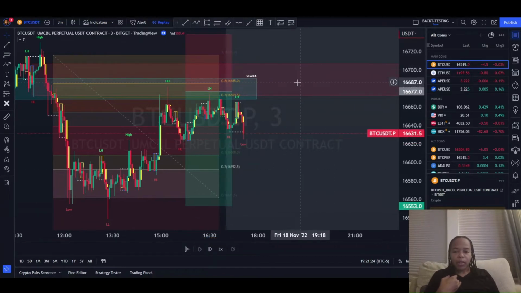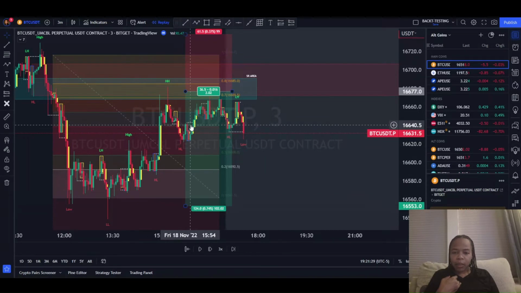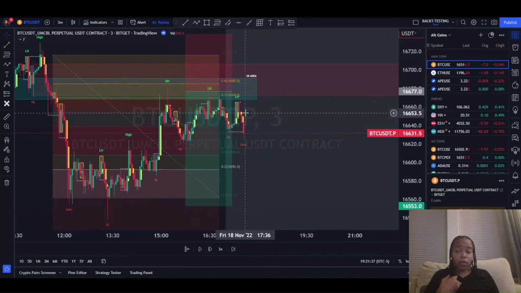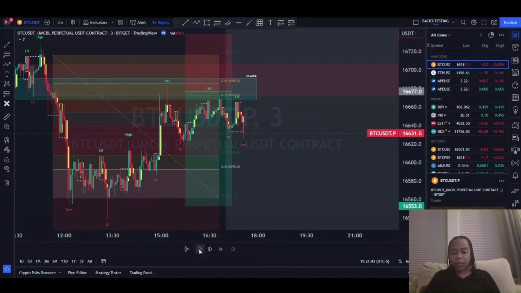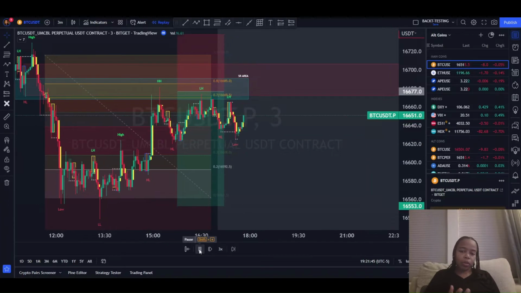Now let's think about it this way, right? It made this break right here. And then it broke through that, so not that one. And then it made this break. We could have entered right here as well if I'd waited, right? For that lower time frame confirmation. Now let's see if that plays out. So two options.